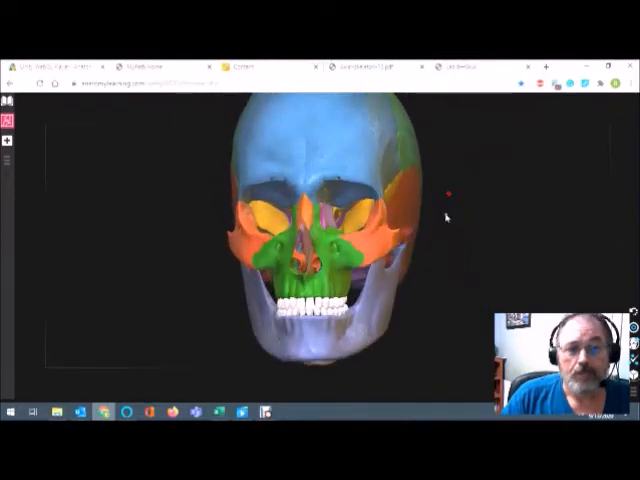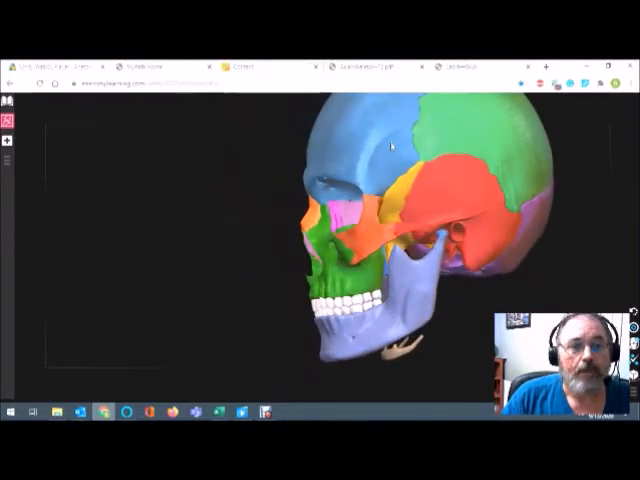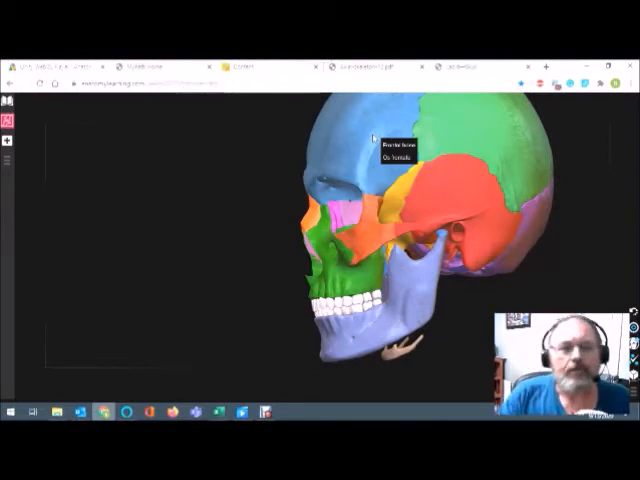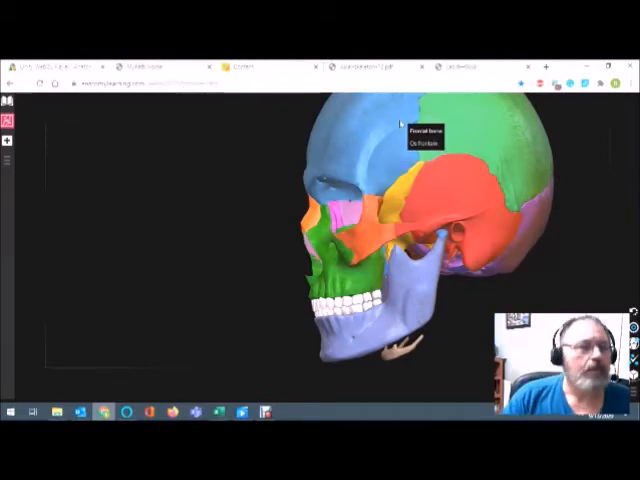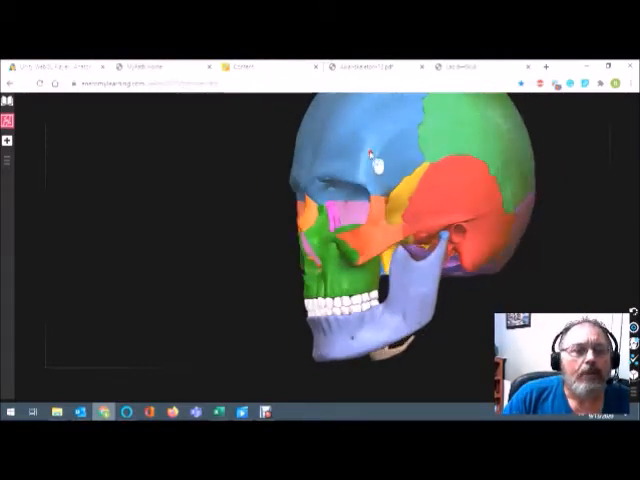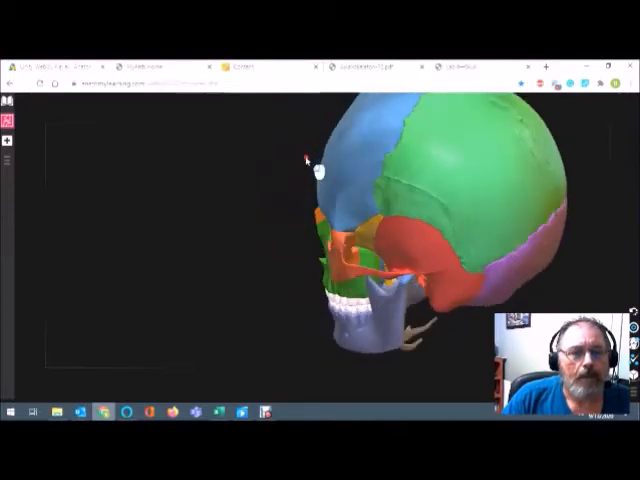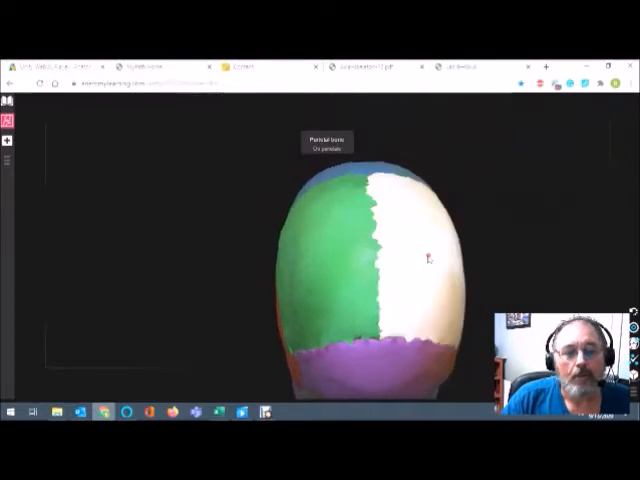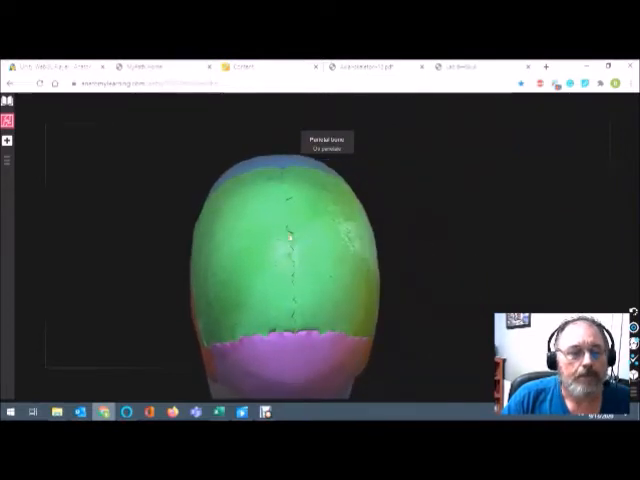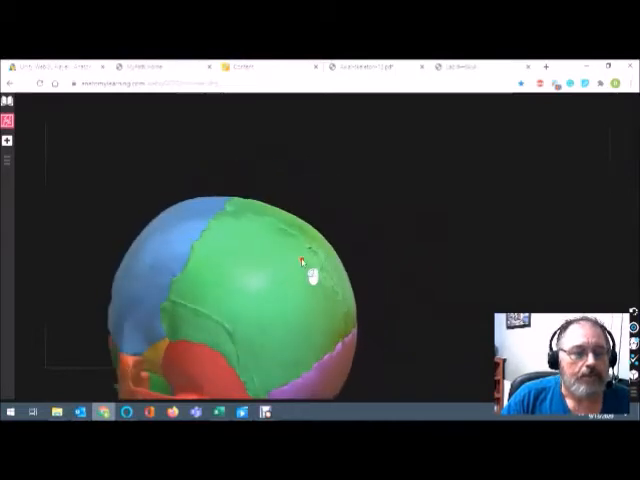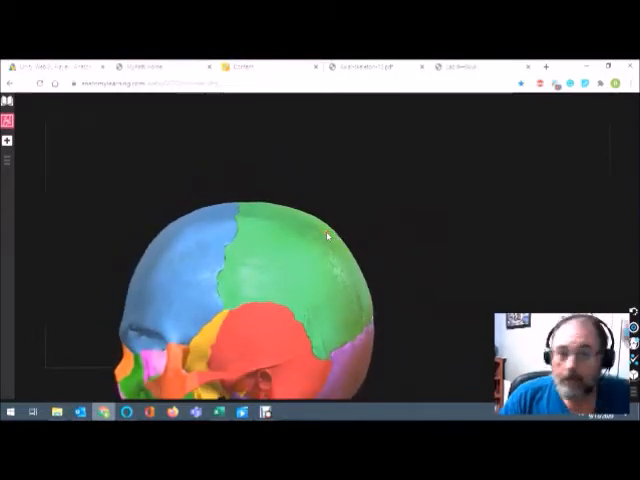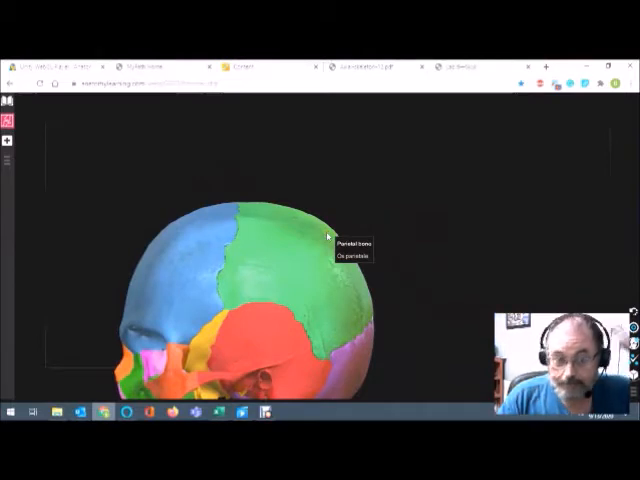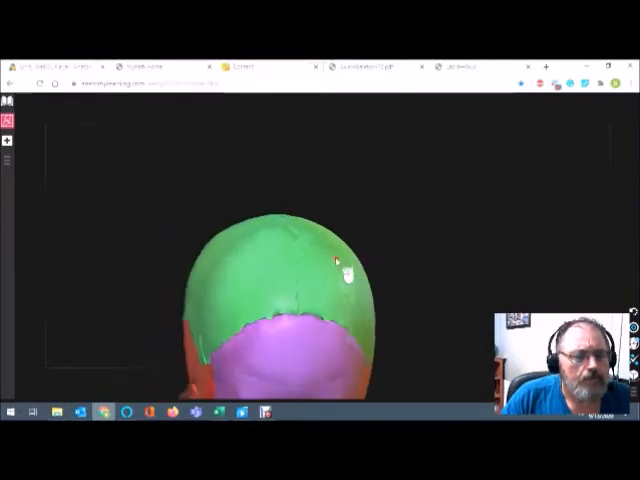Now, these first bones that I'm talking about are cranial bones. Cranial bones, by definition, actually come in contact with the brain. So we have our frontal bone. And then this green one here, those are the parietal bones. And you can see we have a suture that runs down the middle that separates those two. They make up the top part of the head. So those we just need to know the bones.